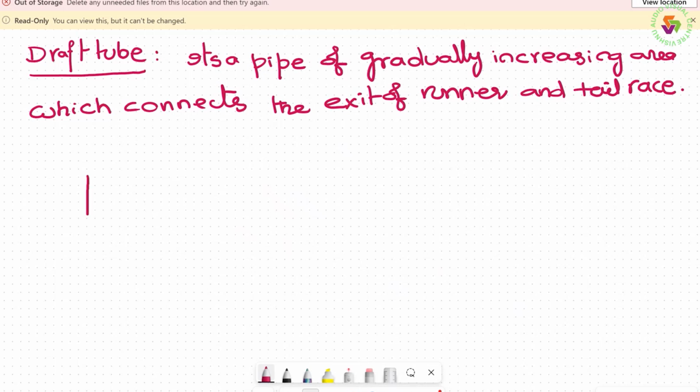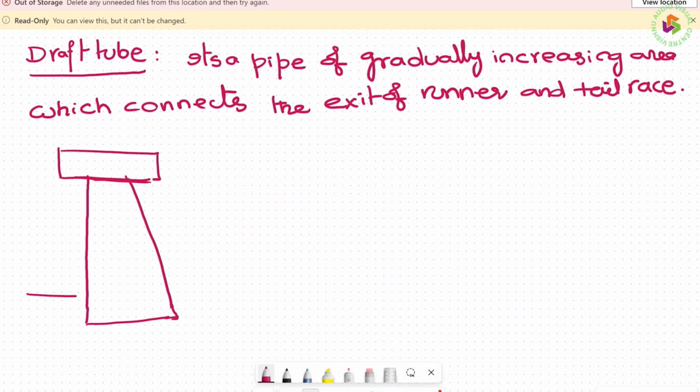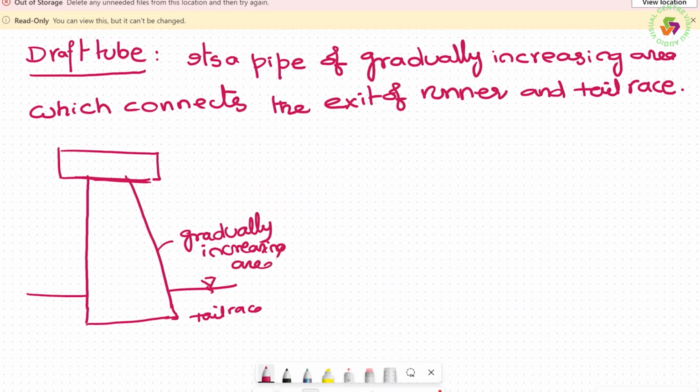For example, if I take gradually increasing cross-sectional area, this is how it looks like. See the area of cross section, how it is. So at one end it is connected to the turbine and the other end is kept in the tail race. So this area of cross section, if you see, gradually increasing. And here it is turbine exit. And this is tail race. This is what we should understand. Next, always one end is connected to the outlet of the turbine, the other end is always connected to the tail race. What are the purposes?